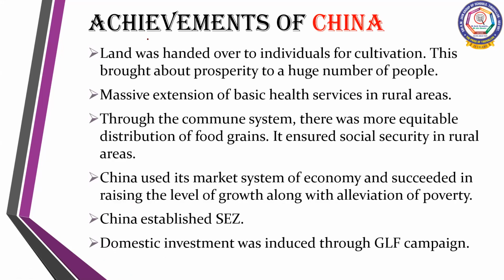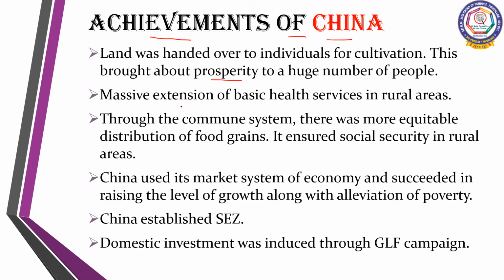Let us now assess the achievements of China. In China, the Maoist vision of economic development based on decentralization and self-sufficiency has failed. Reform measures led to rapid growth in China. Land was handed over to individuals for cultivation. This brought about prosperity to a huge number of people.